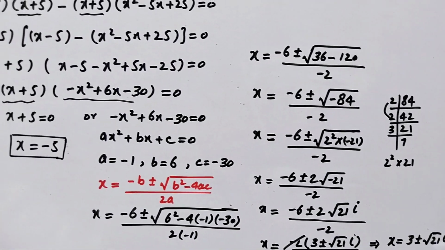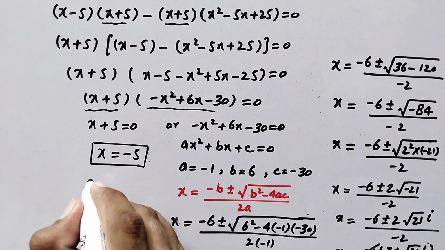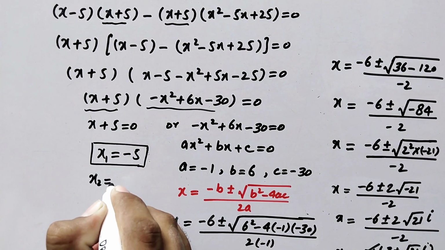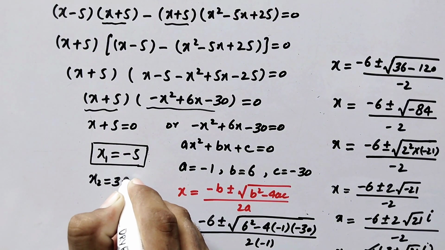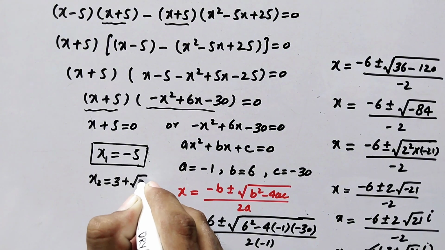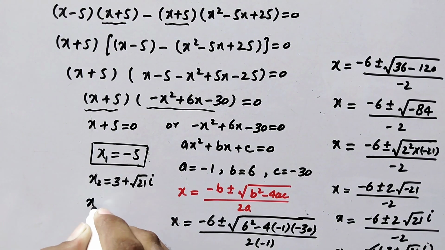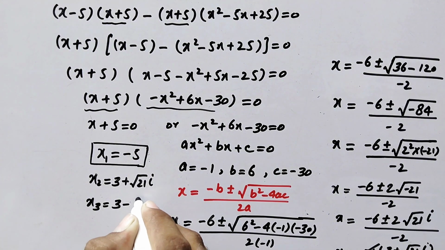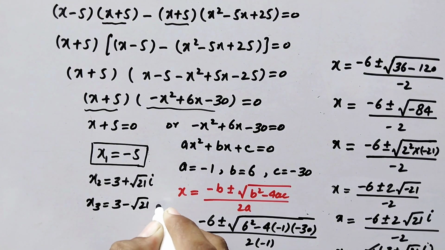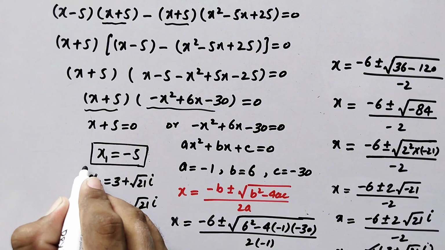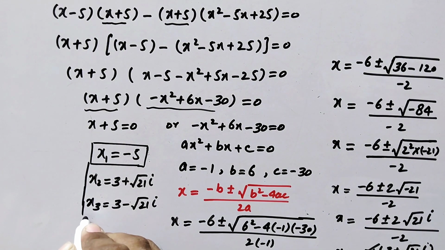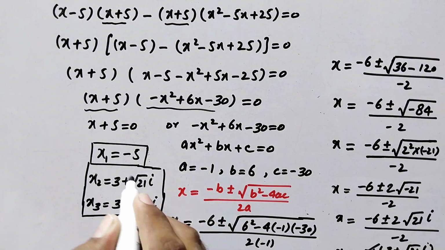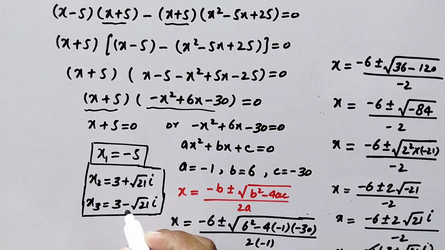So here we will write x1 equal to minus 5, x2 is equal to 3 plus root of 21 times i, and x3 is equal to 3 minus root of 21 times i. So here we have gotten a total of 3 roots of x. Here this one is a real root while the other two are complex roots.